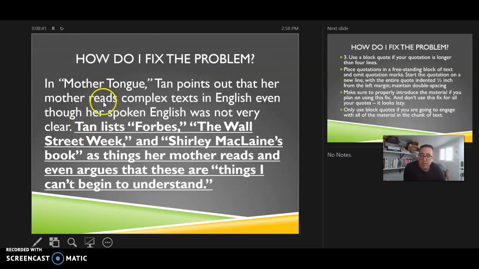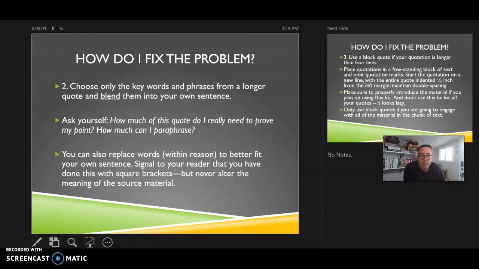Same passage from Mother Tongue, same argument. In Mother Tongue, Tan points out her mother reads complex text in English, even though her spoken English was not very clear. Tan lists Forbes, the Wall Street Journal, and Shirley MacLaine's book as things her mother reads, and even argues that these are, quote, things I can't begin to understand, end quote. So you can see how I've taken that quote from before.